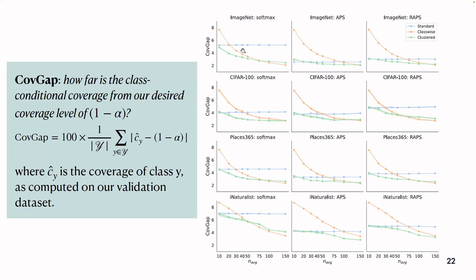So the first column is for the softmax conformal score, the second column is APS, the third column is RAPS, and then by row, it's ImageNet, CIFAR, and then Places365 and iNaturalist. And we see similar trends across all of these different settings. I'll let you spend a couple more seconds looking at that.